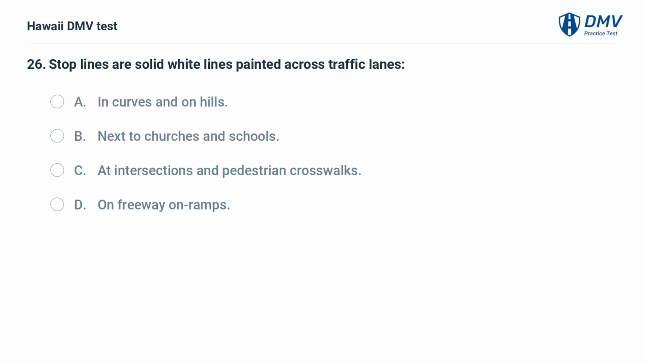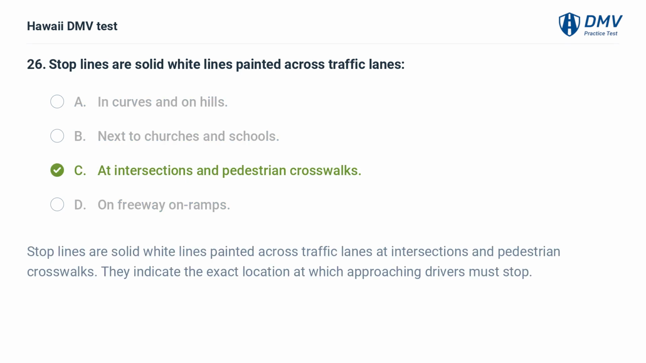Stop lines are solid white lines painted across traffic lanes. A. In curves and on hills. B. Next to churches and schools. C. At intersections and pedestrian crosswalks. D. On freeway on-ramps. The answer is C. At intersections and pedestrian crosswalks.